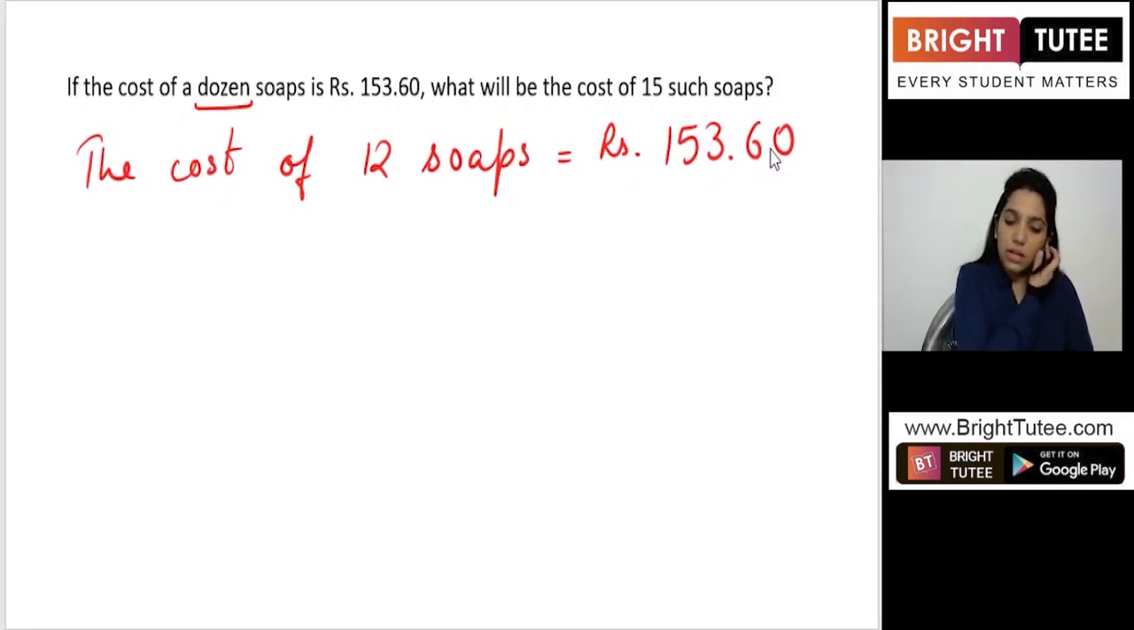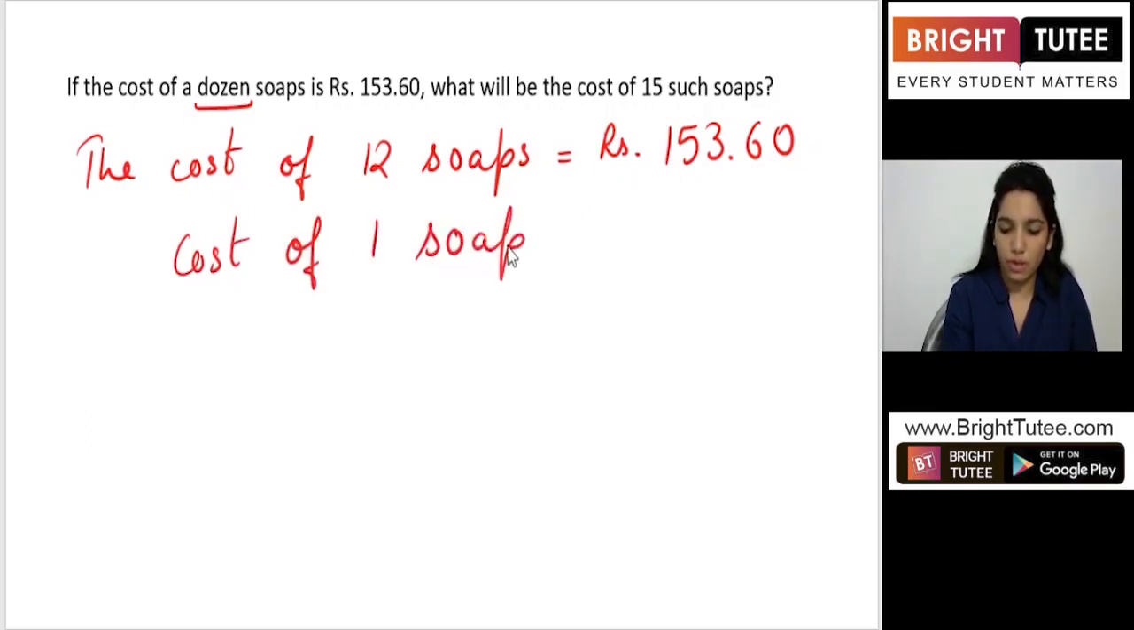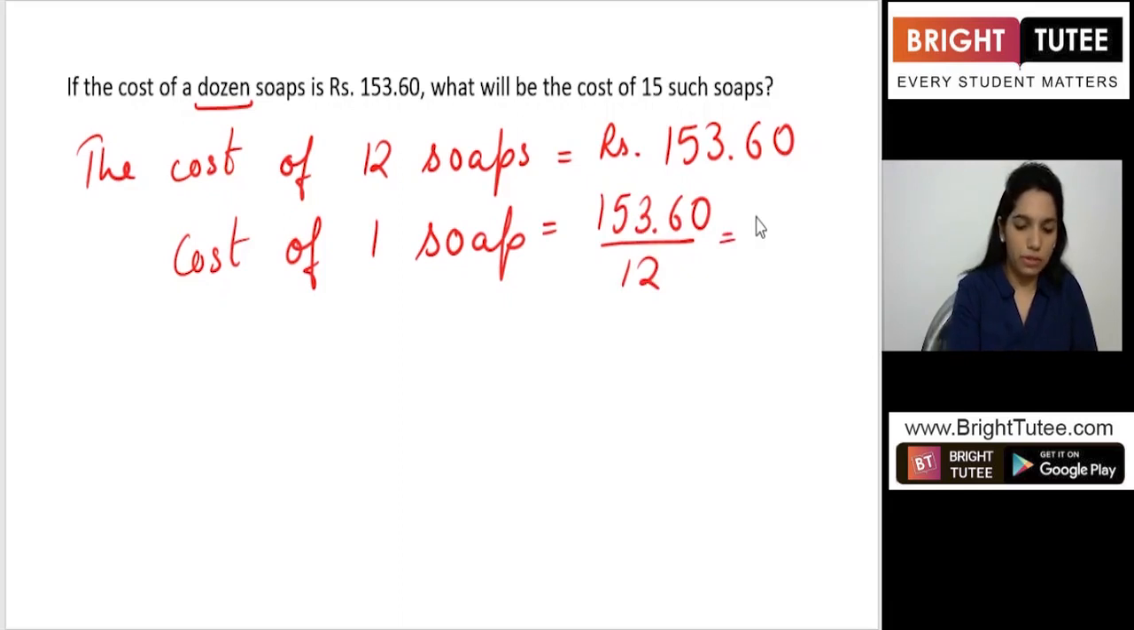153.60. Right. Now if we know the cost of 12, let us find the cost of 1. So the cost of 1 soap is equal to rupees 153.60 divided by 12. So if we divide 153.60 by 12, the answer is rupees 12.8. Okay.